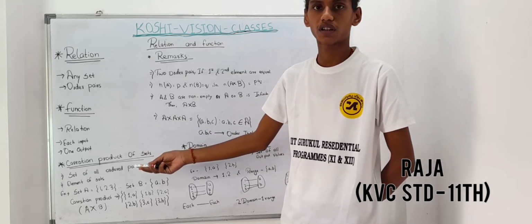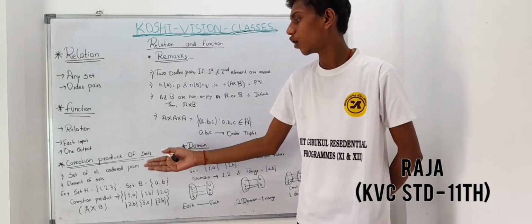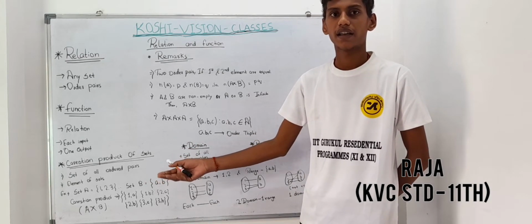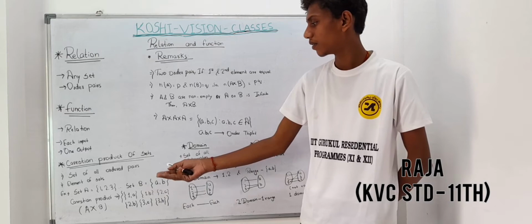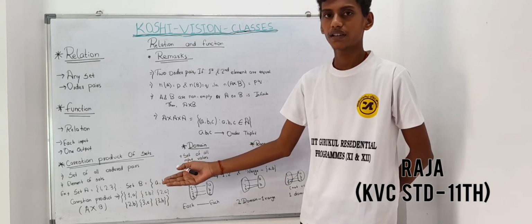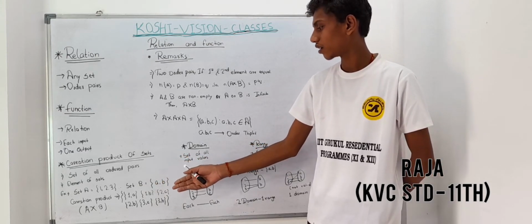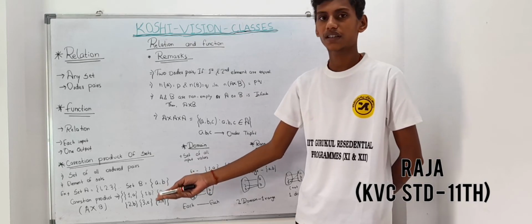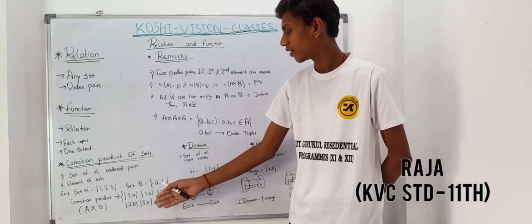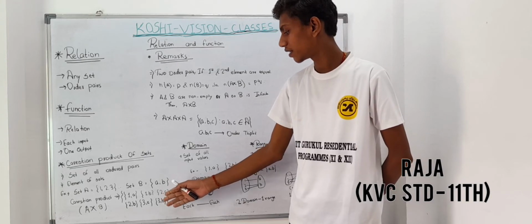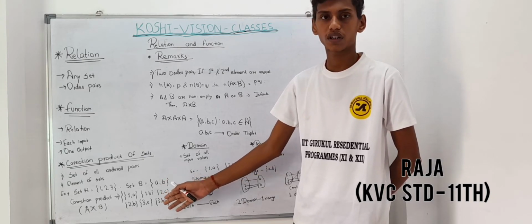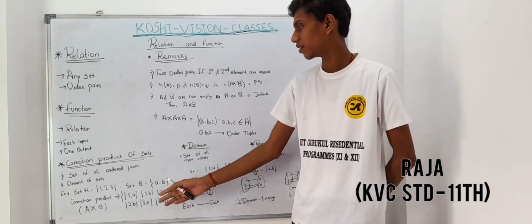Now, Cartesian product of sets. It is a set of all ordered pairs of elements of the sets. Example: set A has 1, 2, 3, and set B consists of a, b. Then the Cartesian product A cross B is equal to (1,a), (1,b), (2,a), (2,b), (3,a) and (3,b). These are the Cartesian product of set A and set B.